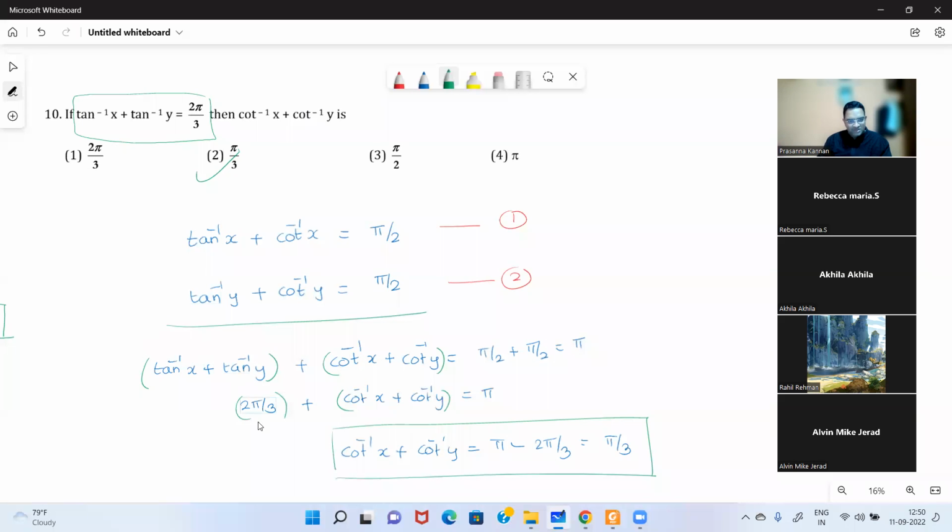This is given, which is 2 pi by 3. This is asked. This you keep as it is. So 2 pi by 3, when I move it there, pi minus 2 pi by 3 is pi by 3. So the answer becomes the second option. Is it clear? Yes, sir. You can note it down now.